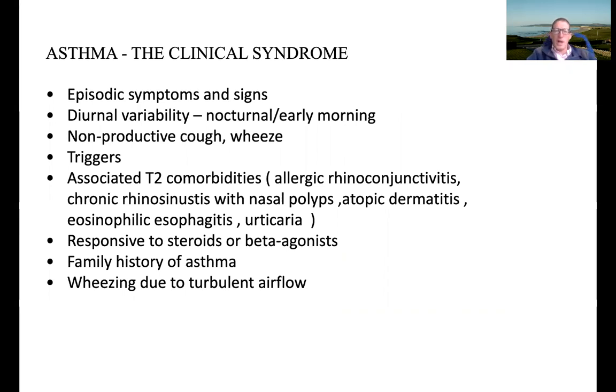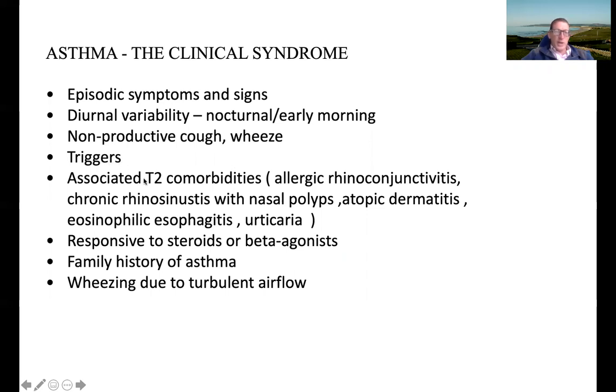There is a hallmark diurnal variability. So what happens, patients with asthma get worse throughout the night and reach a nadir early in the morning, what's known as an early morning dip. And patients will tell you that. They wake up at night coughing and sneezing, and they're worse when they wake up in the morning and they have to use their short-acting beta-agonist reliever. They have a non-productive cough, usually, and they have a wheeze, which is a musical sound.